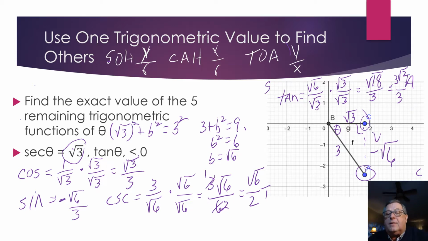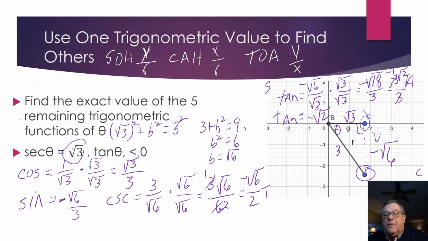All right, negative square root of 6, because the y coordinates are down in the lower part, below the x-axis. And that means my cosecant also is negative square root of 6 over 2. And that's negative square root of 18, which is negative 3 square root of 2. But I can do a little reduction here. And so my tangent ends up equaling negative square root of 2. I'm glad I caught that.